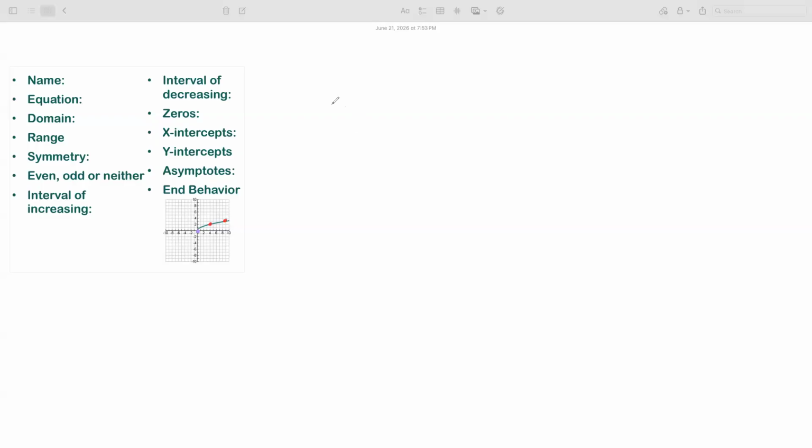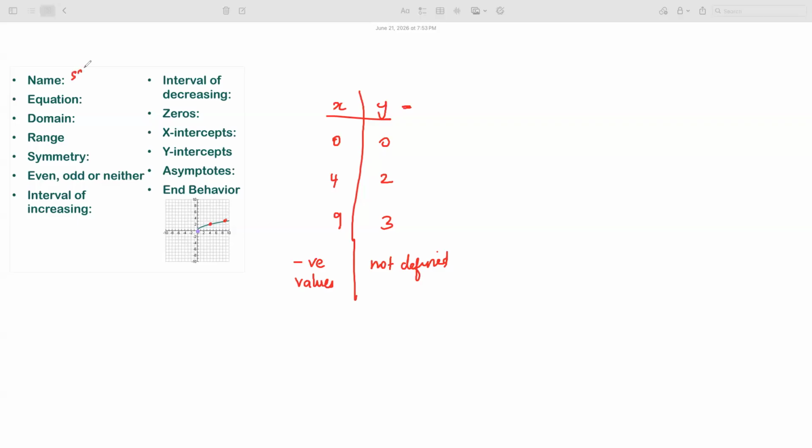Okay, let me write out this. What is this function? Negative values not defined. What is this function? Square root. What is this function? What is the equation for y? Y is equal to square root of x. Yep, this is a square root function.